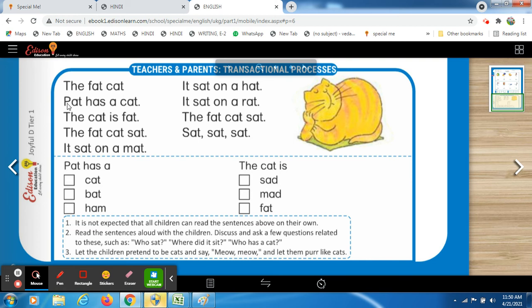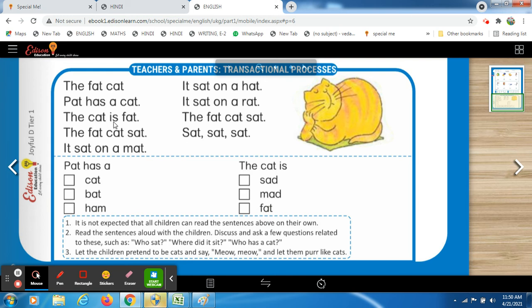Okay, next, p for pat, you all have to do it with phonic sound. P-a-t, Pat, has a cat. Pat ke paas kya hai? Pat has a cat. Pat is the name of a person. Okay, like your name is Arav. Aapka koi nickname bhi ho sakta hai na? Like Sanvi. Sanvi is your name. So aise hi ek person hai, uska name kya hai? Pat. To Pat ke paas kya hai? Pat has a cat.